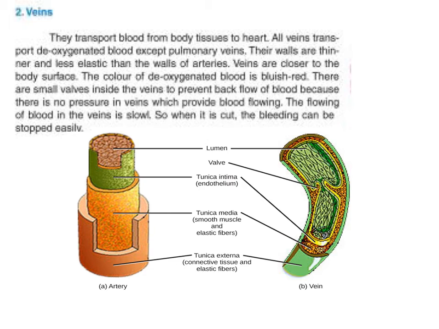Deoxygenated blood. What does that mean? Deoxygenated means the carbon dioxide is more than the oxygen. We cannot say without oxygen, but we can say that. Their walls are thinner and less elastic than the walls of arteries. Veins are closer to the body surface. That means they are not found deeply in the body, as arteries are.